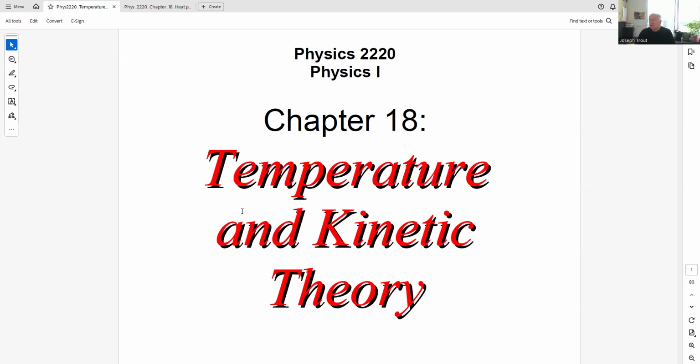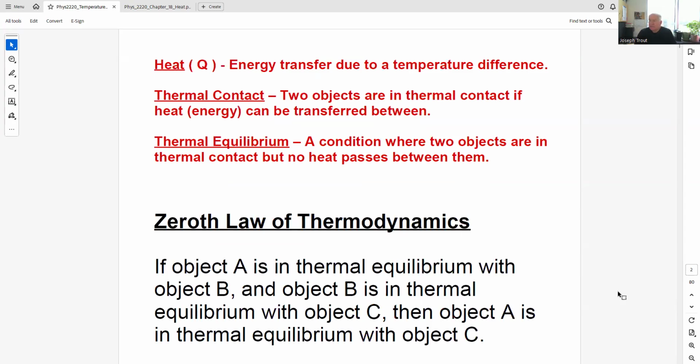And today we want to talk a little bit about temperature and kinetic theory and about heat. So heat we'll look at as energy transfer due to a temperature difference. And we'll discuss thermal contact, and that is that two objects are in thermal contact if heat energy can be transferred between them. And thermal equilibrium is the condition where we put two things in contact and no heat passes between them.